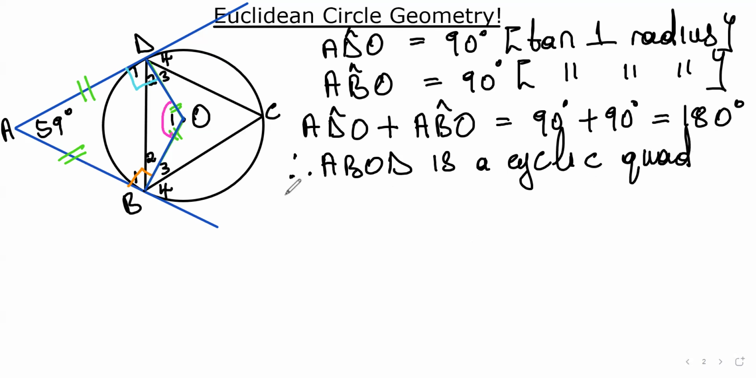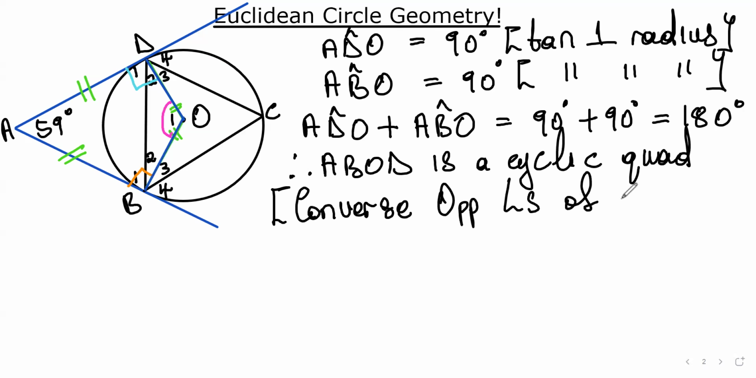You need to give a reason. Why do you say it's a cyclic quad? Well, you can just say, I'm using the converse of opposite angles of a cyclic quad. Yes, you could have used this reason, or you could have said opposite angles of a quadrilateral are supplementary.